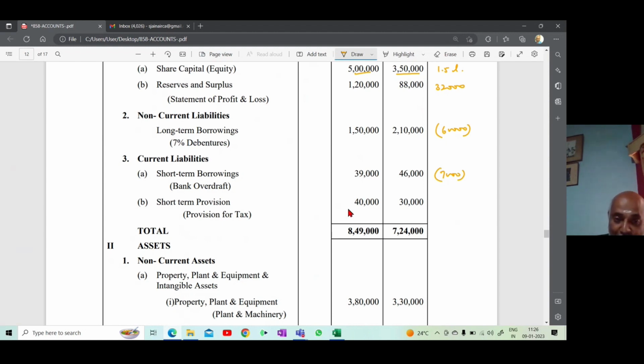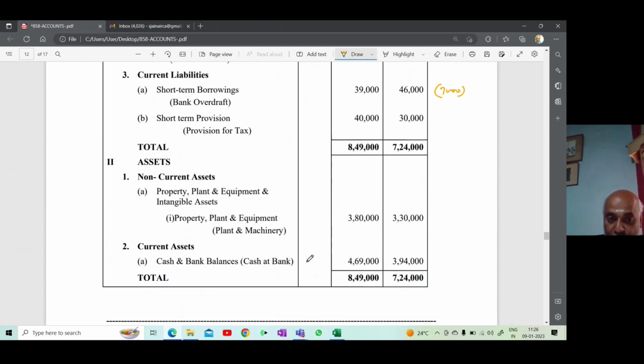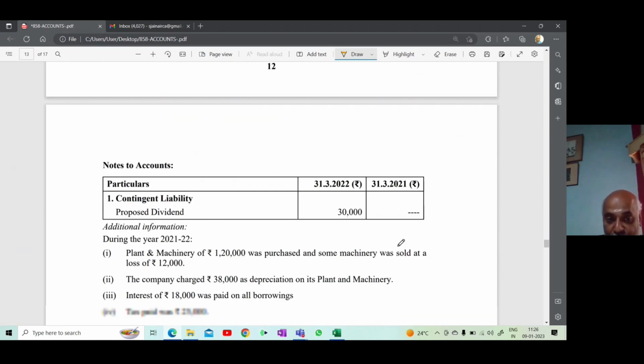Now, for provision for tax, you have to open the provision for tax account and find out how much tax is provided for the particular year. So we have to open the ledger to find out. Now, property, plant and equipment, and they say it is plant and machinery. Opening balance was 3,30,000. Now it is 3,80,000. So we have to see the adjustments and find out the purchase and sale.